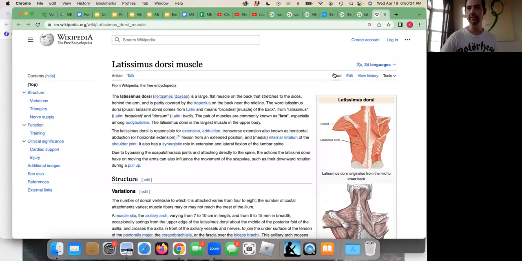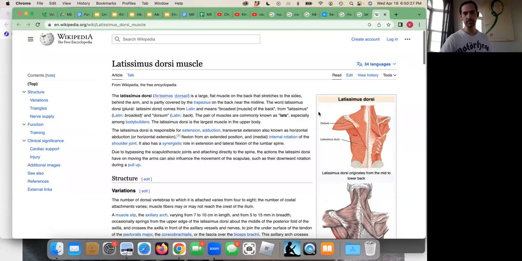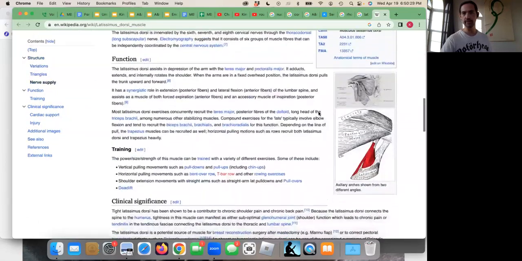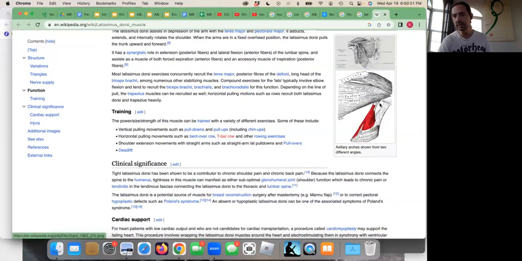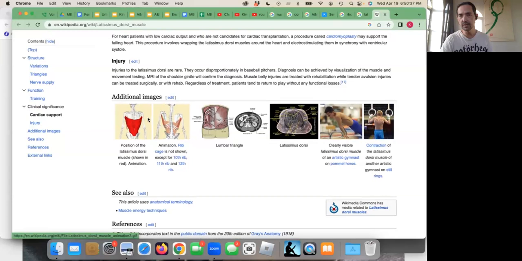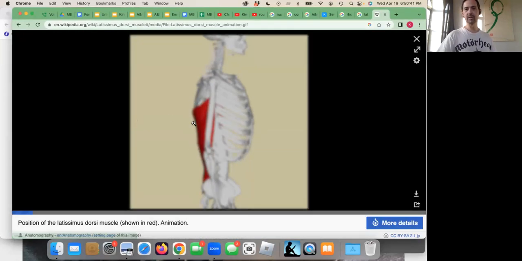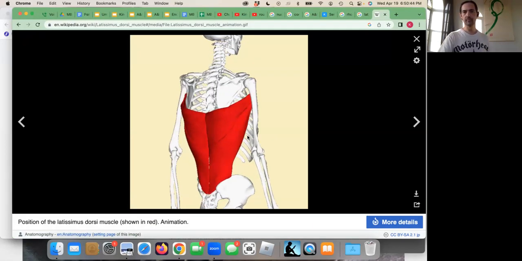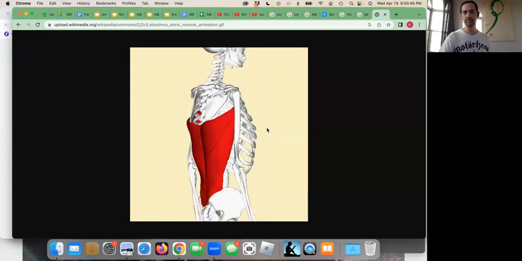So if we look at the fibers of the latissimus dorsi, this is definitely worth spending time on, by the way. If we look at the fibers of the latissimus dorsi, what we see is, in a way, I wish it were not moving. Can we stop it? No.